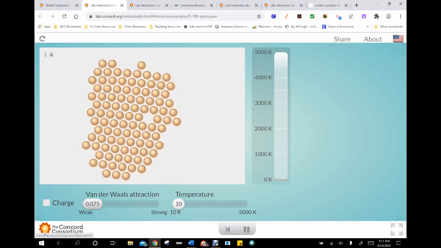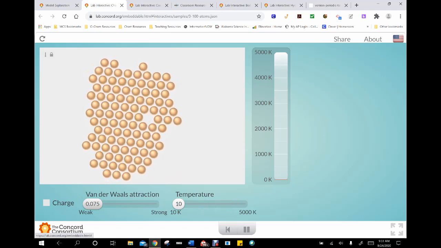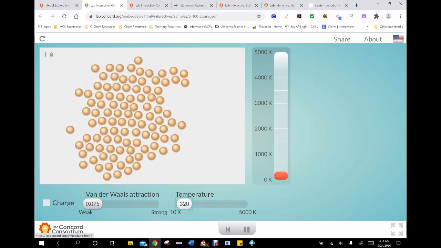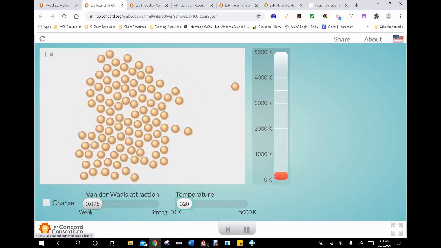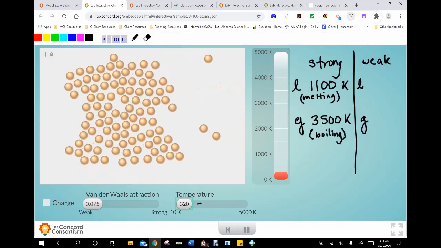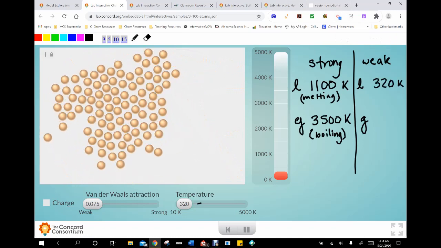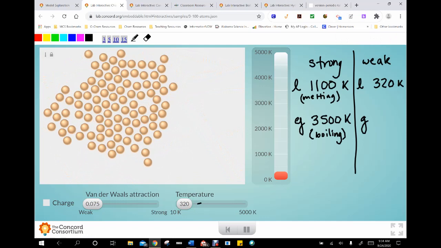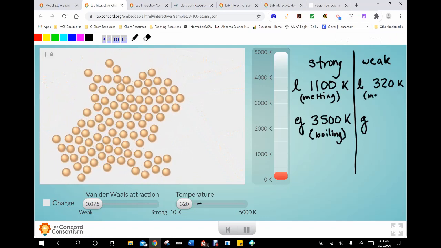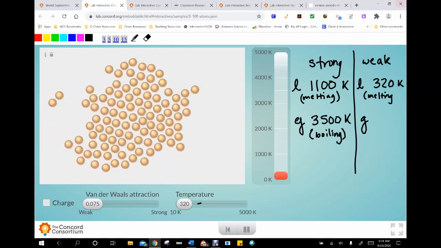All right. So we're starting off with low temperature, low attractions, still in the solid state. Now again, let's notice the first temperature where we start to have more liquid character. Okay, so I'm saying maybe about 320 Kelvin. So let's make note of that. So for our weak attractions, we only had to raise the temperature to 320 Kelvin to get it to melt, quote, unquote, to a liquid. Now that's interesting. Let's see if the same pattern holds true for transitioning to a gas.